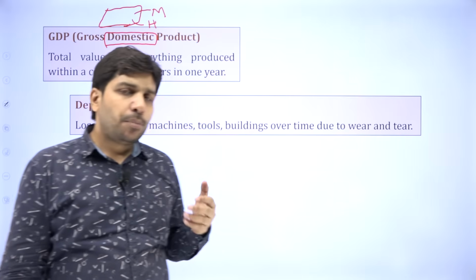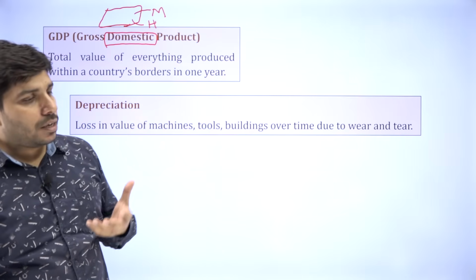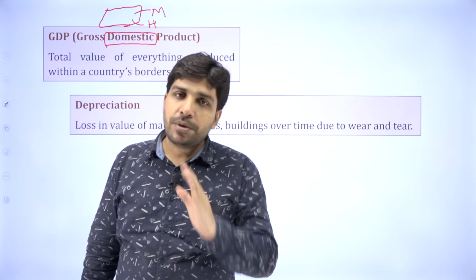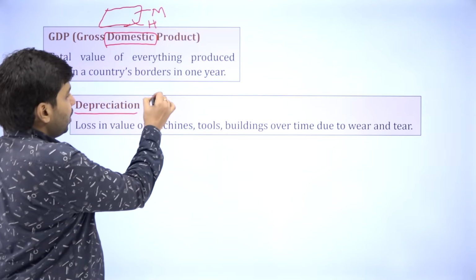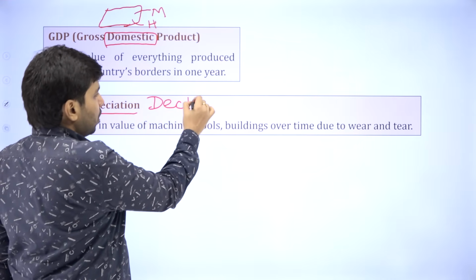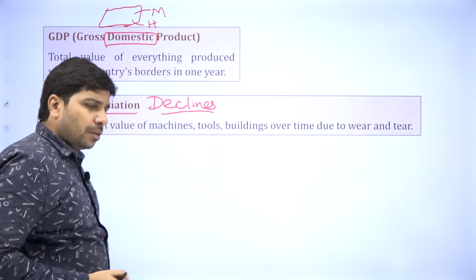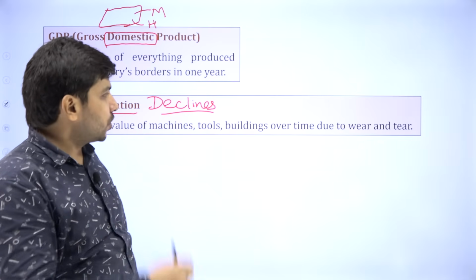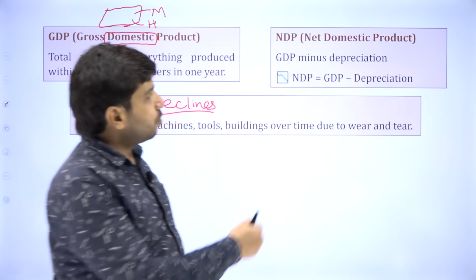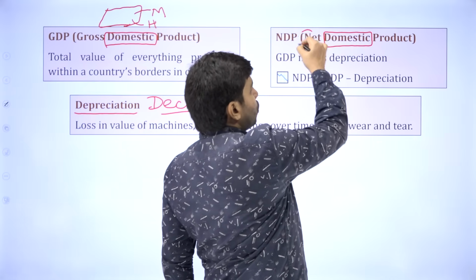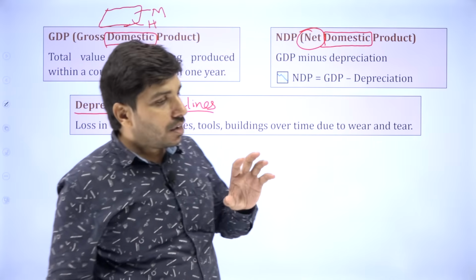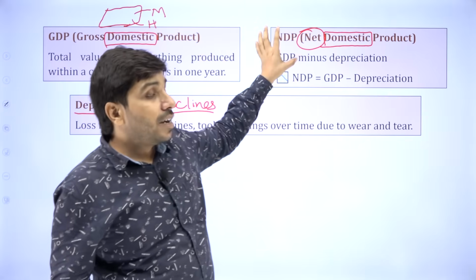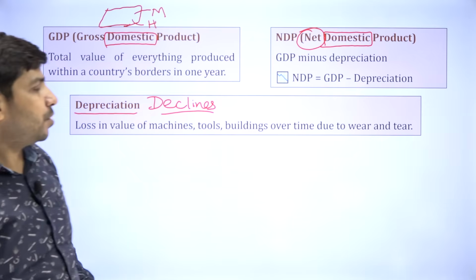No, he won't. Because the moment you start using a product, its value depreciates. Depreciates means declines. It doesn't matter what the product is, be it machine, tools, anything. The moment you start using it, its value depreciates, declines. Net domestic product is also domestic product, but the concept of net says that when we subtract the value of depreciation from the value of GDP, we get the net value. This is the net value after subtracting depreciation.